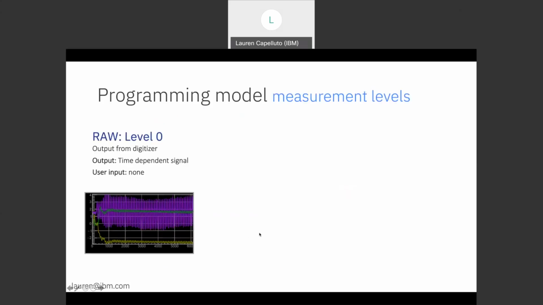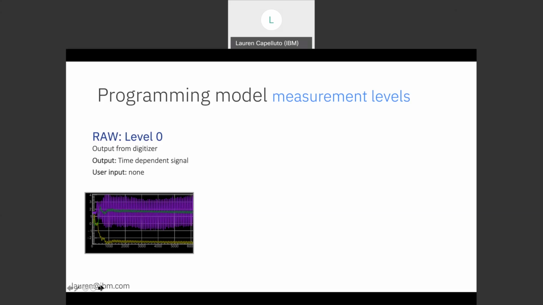Lastly, we have, as I mentioned before, lower level data in the readout chain. So what this looks like in our system, we have at the lowest level our raw data. This is output directly from those analog to digital converters.